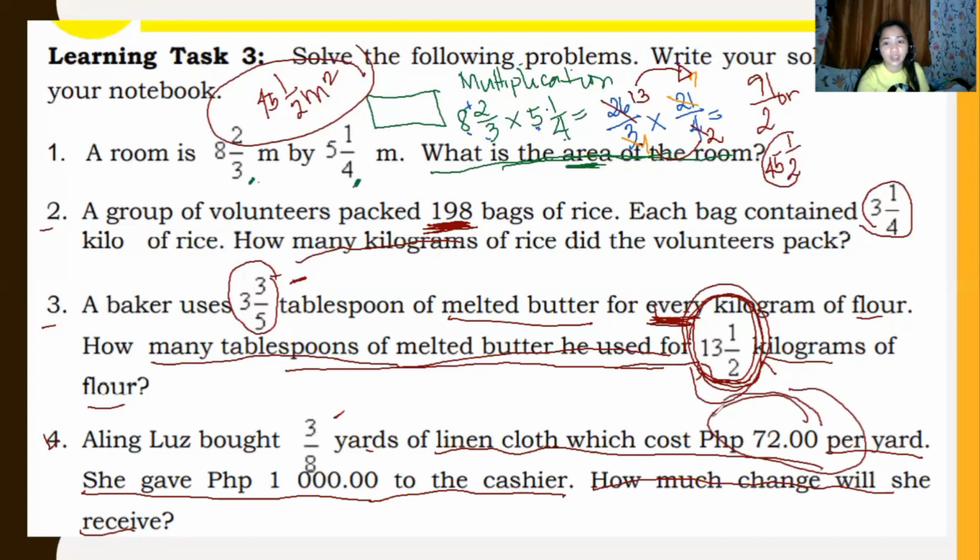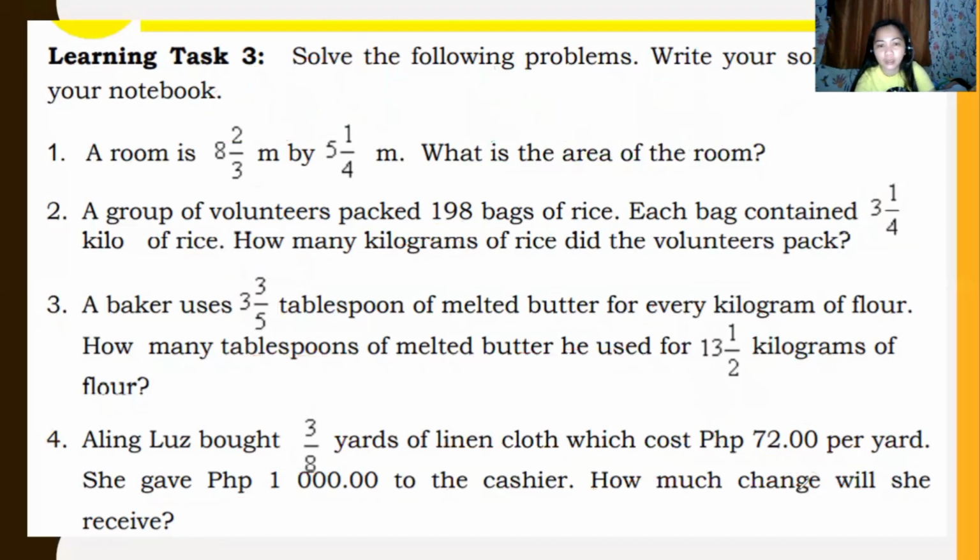Sa isang yarda, in 1 yard, 72 pesos. Pero ang binili niya lang ay 3/8. But Aling Luz only bought 3/8. Wala pang isang yarda. And magkano ang ibinayad niya? She paid or she gave the cashier 1,000 pesos.